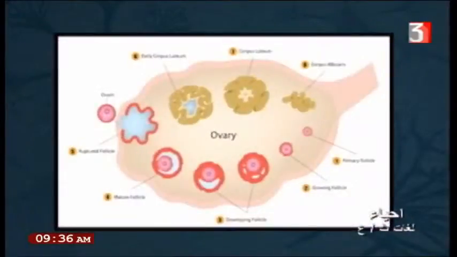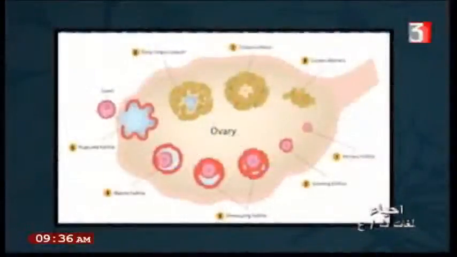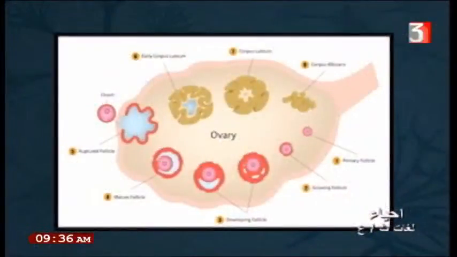This is the structure of the ovary. What happens inside the ovary? First, the Graafian follicle is formed to produce the ovum, which comes out in a mature state until it is fertilized or not fertilized, to form a baby if it is fertilized, or to form the menstrual cycle if it isn't fertilized.